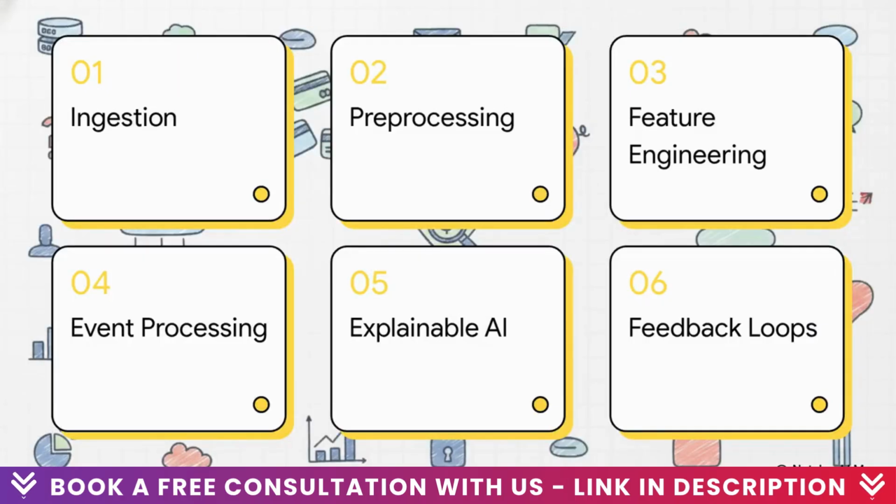Okay, let's dive right into this. We're going to follow the journey of a single transaction by building this system out step by step. First step, ingestion with Apache Kafka. Then, pre-processing and KSQLDB. Third, real-time feature engineering. Fourth, complex event processing using Flink. Fifth, explainable AI. And finally, adaptive feedback loops.